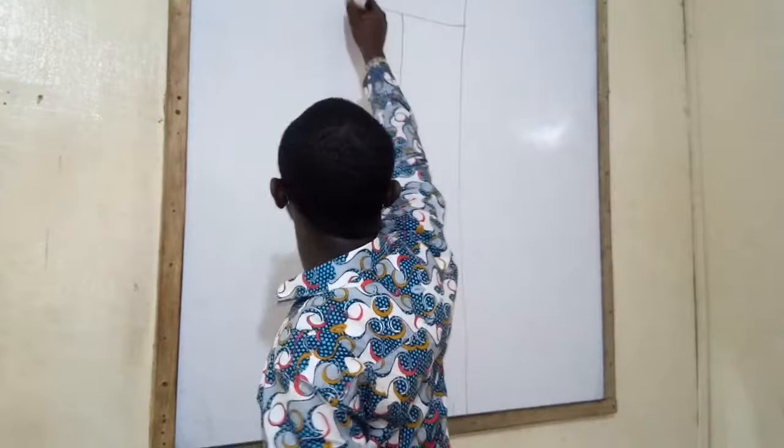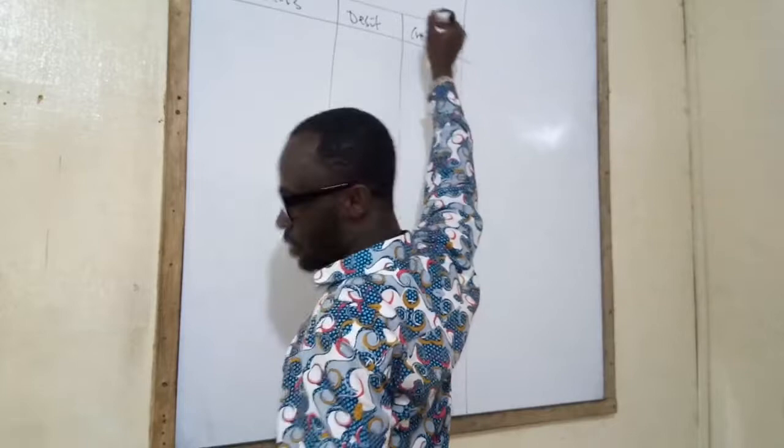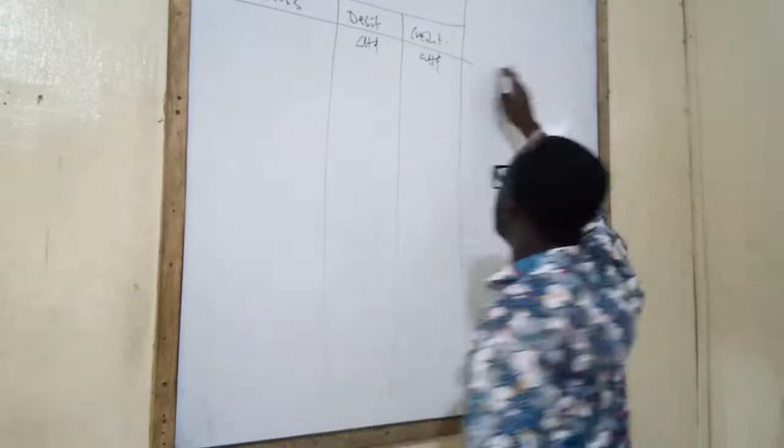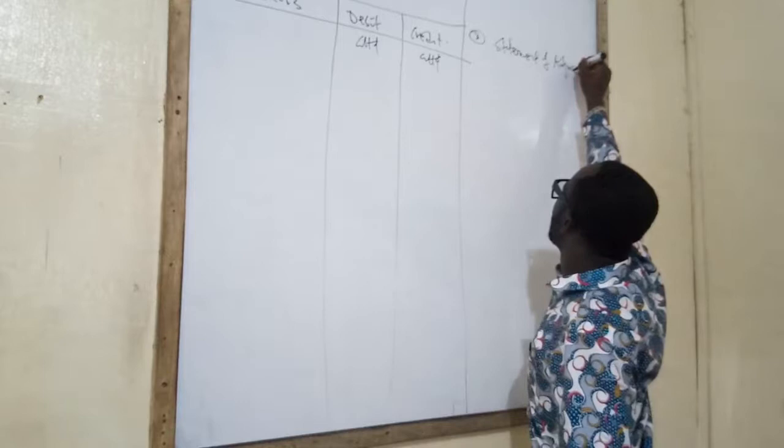So we have particulars, debits, then credit, balance of this. Then that's the A. The B will be the statement of adjusted profits. So when we read an error, we have to ask whether the error affects the profits. Then we use it to correct the profits.